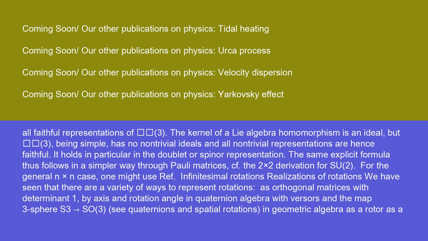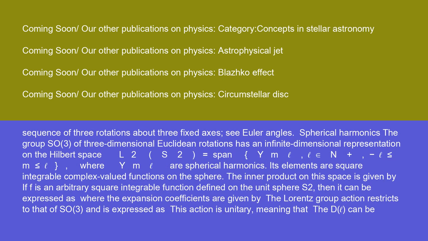Infinitesimal rotations, realizations of rotations. We have seen that there are a variety of ways to represent rotations: as orthogonal matrices with determinant 1, by axis and rotation angle, in quaternion algebra with versors and the map from the 3-sphere S3 to SO(3), see quaternions and spatial rotations, in geometric algebra as a rotor, as a sequence of three rotations about three fixed axes, see Euler angles.